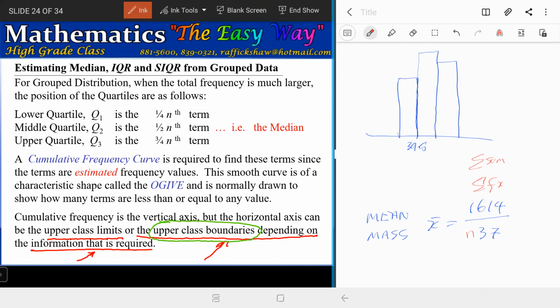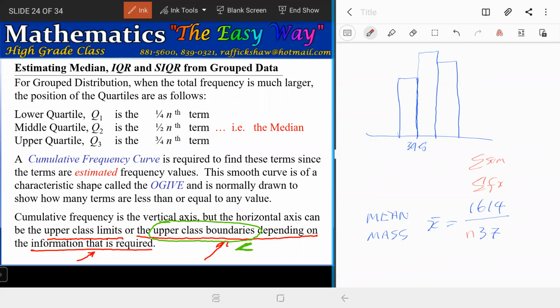Which one is the upper class boundary value, sir? The one that's a 0.5. The boundary values are the 0.5 values. The limit values are the values that you see on the table. When you use the upper boundary values, you are drawing a graph that shows less than. That shows how many observations are less than a given value.